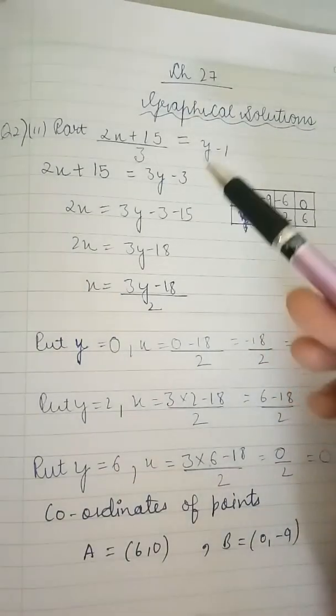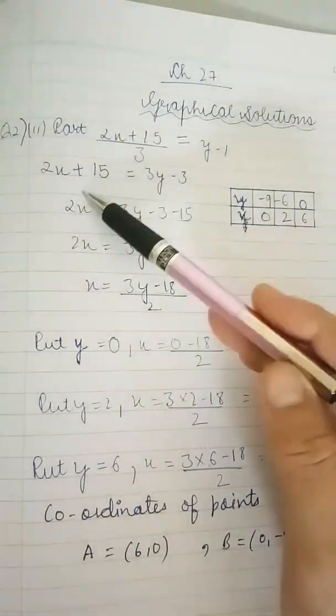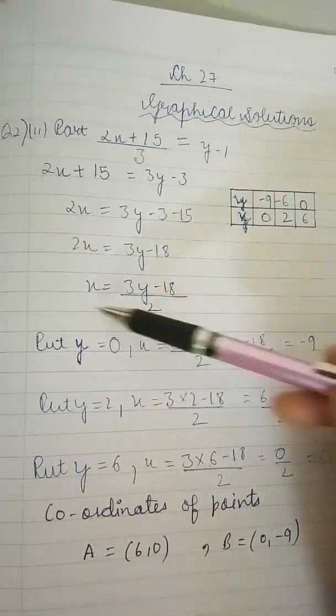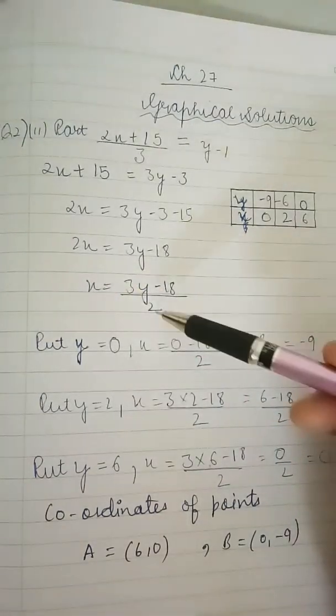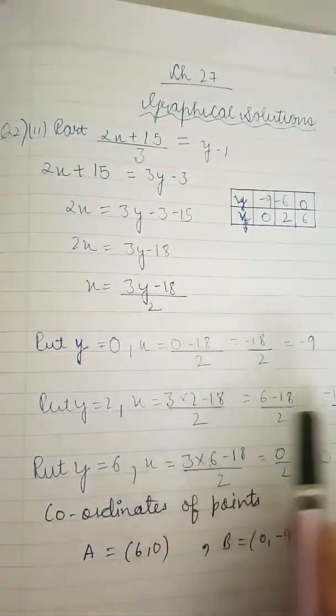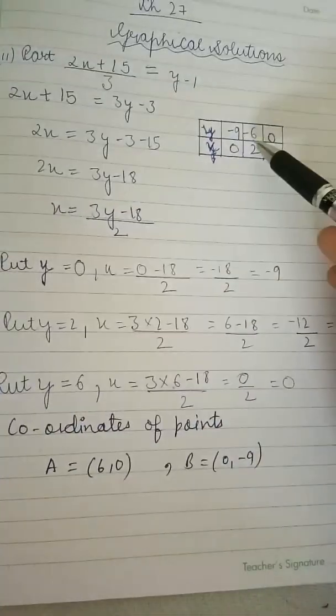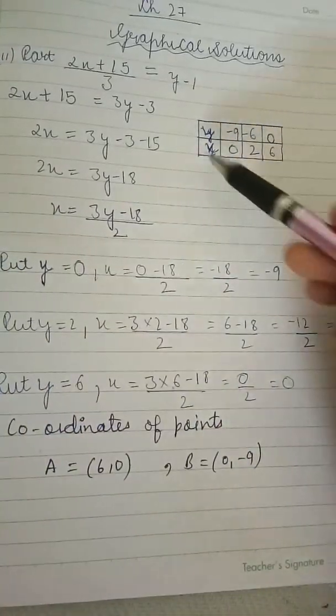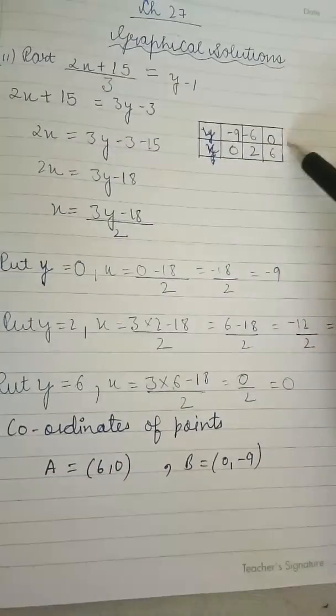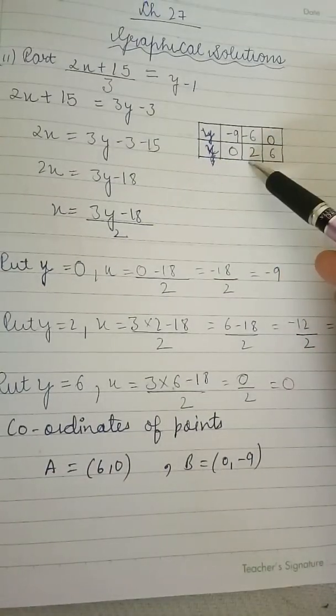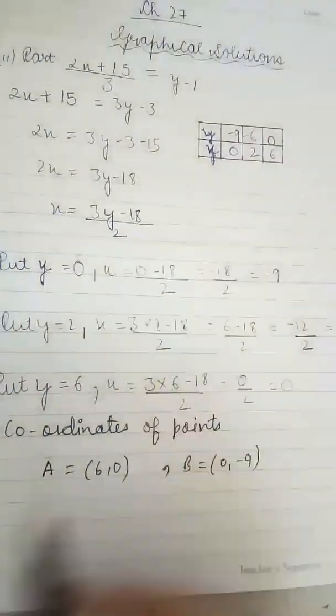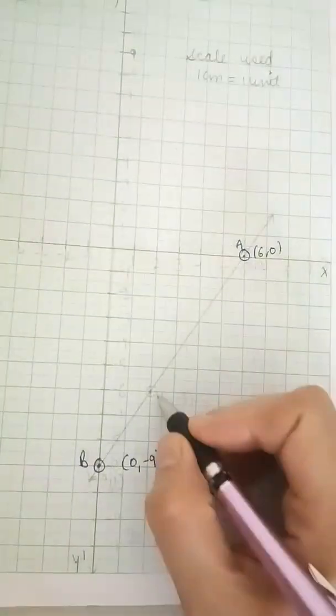So here first of all, we have to solve it. After solving it, x is the subject, and then you will put the values of y and accordingly we will calculate the values of x. And then we will make the points. So this is x and this is y. So these are the points and we are going to plot these points on the graph paper. You can see clearly on this graph paper we are supposed to plot these 3 points.